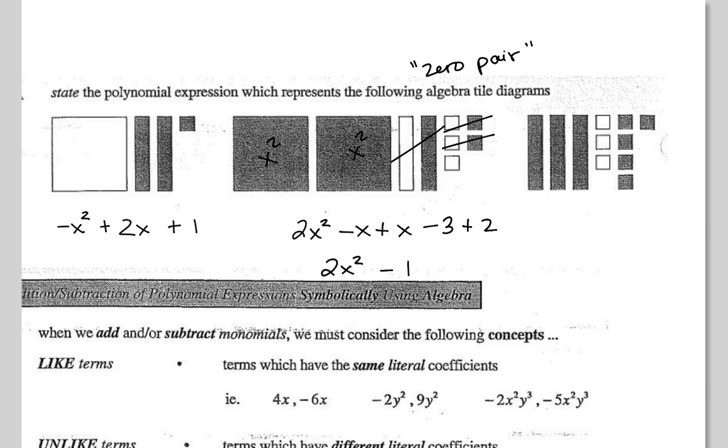0x, which is 0. Think of it as like you give someone $1, then you gain $1, you're back to where you started. And the last one, I cancel out these 0 pairs before I even start, and I have 3x plus 2. Okay, so 0 pairs, the other big idea here is like terms. I'll be saying like terms a lot in this unit.